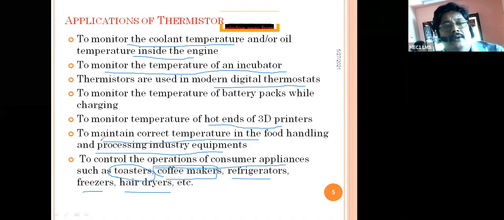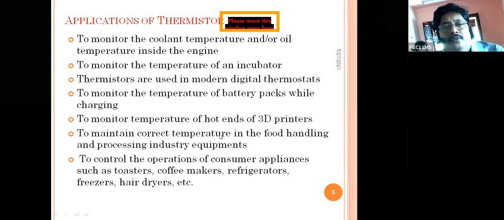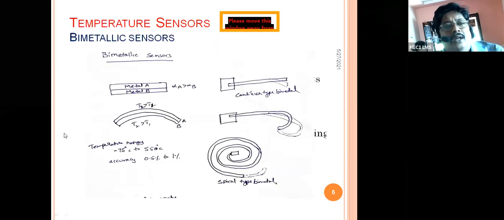And to maintain the correct temperature of food handling and processing industry equipment also. In industry, from one operation to another operation the temperature may change. So with the help of the thermistor, we can control or inspect the temperature correctly, that means accurately, without any deviations. These are the applications.